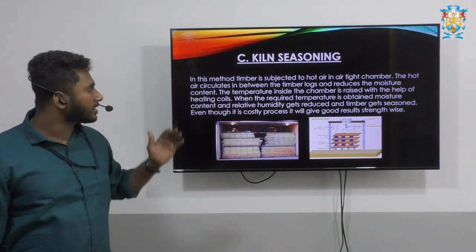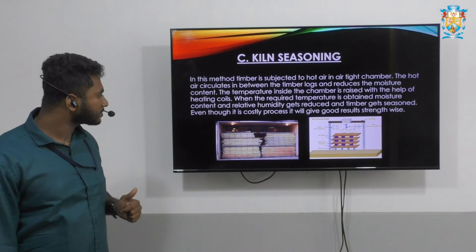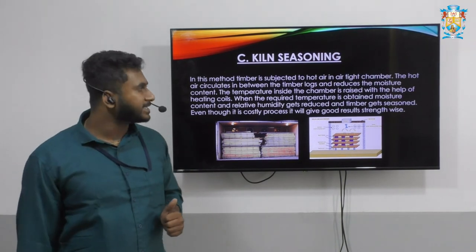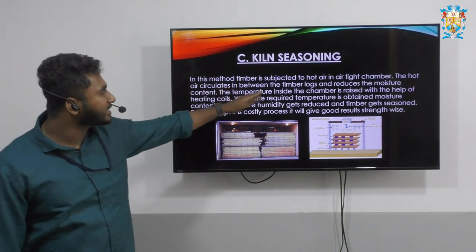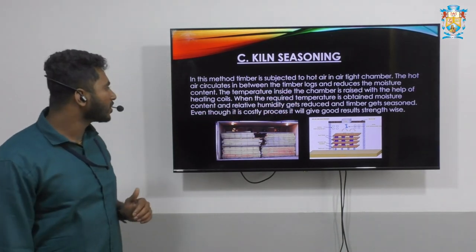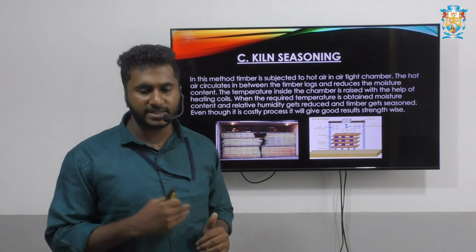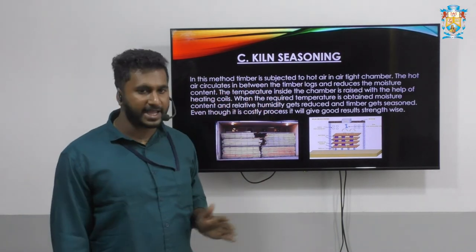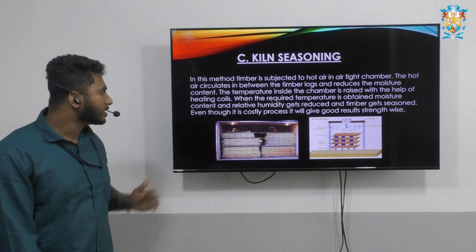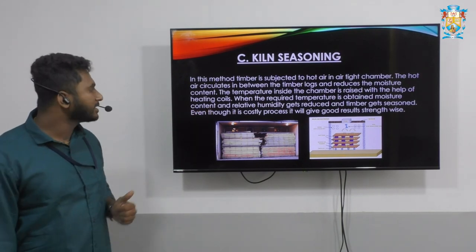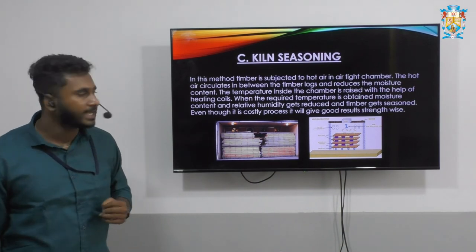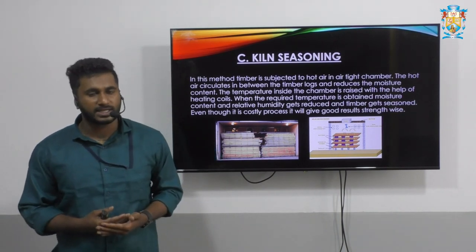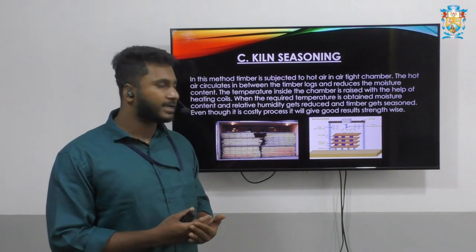Next, the third one, we have kiln seasoning. In this method, the timber is subjected to hot air in an airtight chamber. The hot air circulates between the timber logs and reduces the moisture content. The temperature inside the chamber is raised with the help of a heating coil. When the required temperature is obtained, the moisture content and the relative humidity get reduced and the timber gets seasoned. Even though it is a costly process, it will give you a good result strength-wise.